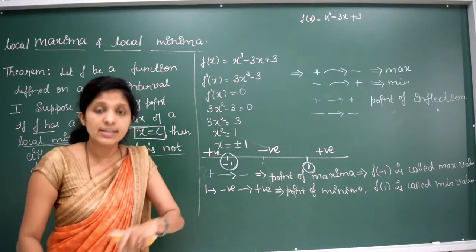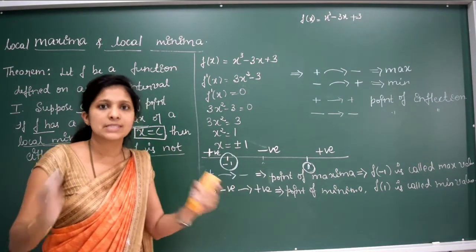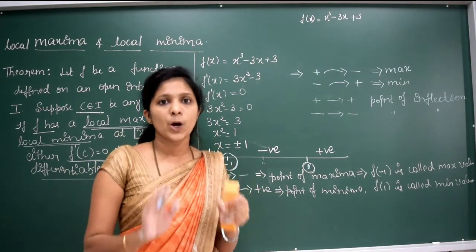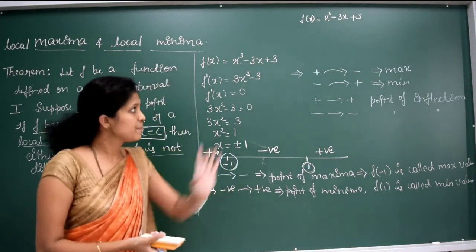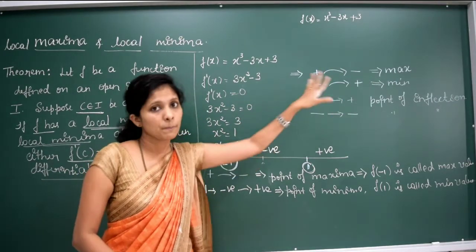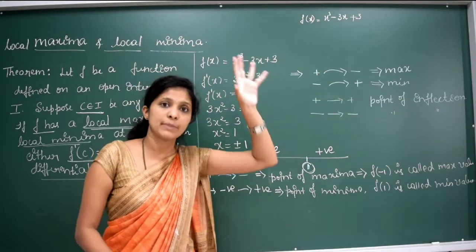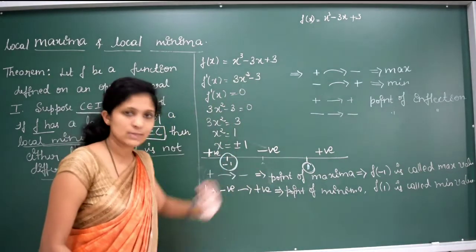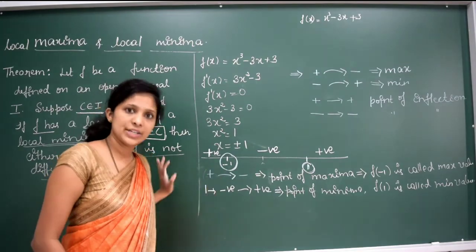If the sign changes, then we can say that it is a local maxima and local minima. If it doesn't change, then it is called the point of inflection. Remember, plus to minus maximum, minus to plus minimum. If it remains the same, then it is called the point of inflection. Actually, this is explained by using a theorem. Now let us see that theorem.